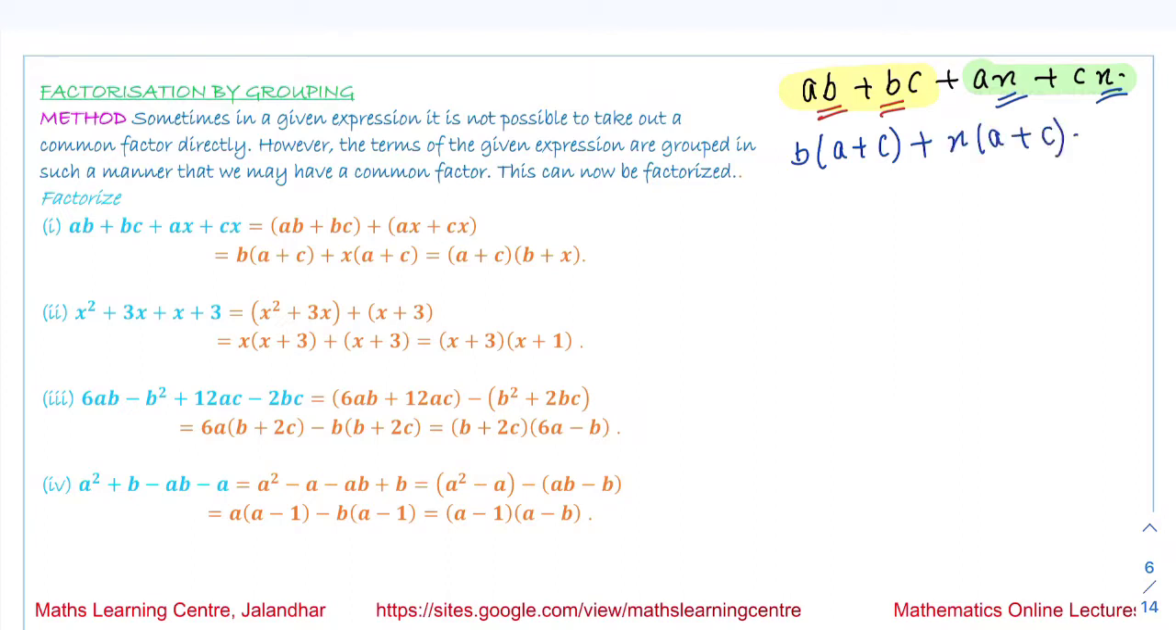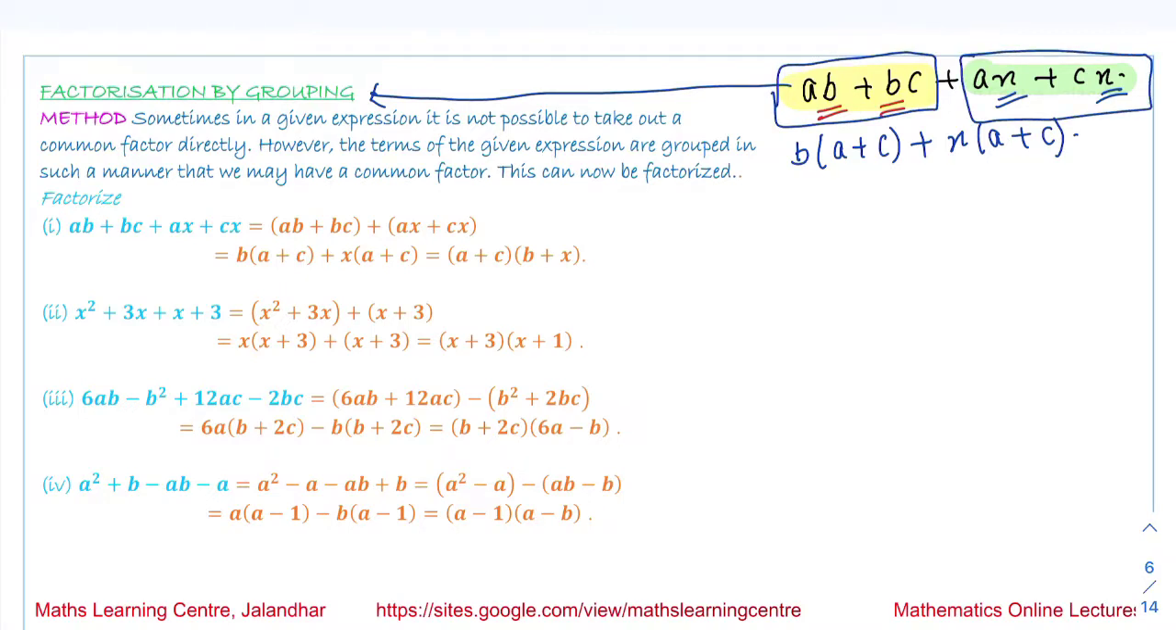This process is called the grouping process: we have grouped this part as one group and this part as the second group, and from each group we have taken something common. We have taken B common and X common. Now A plus C is common in both parts, so we write A plus C as common. From the first term we are left with B, and from the second term we are left with X.